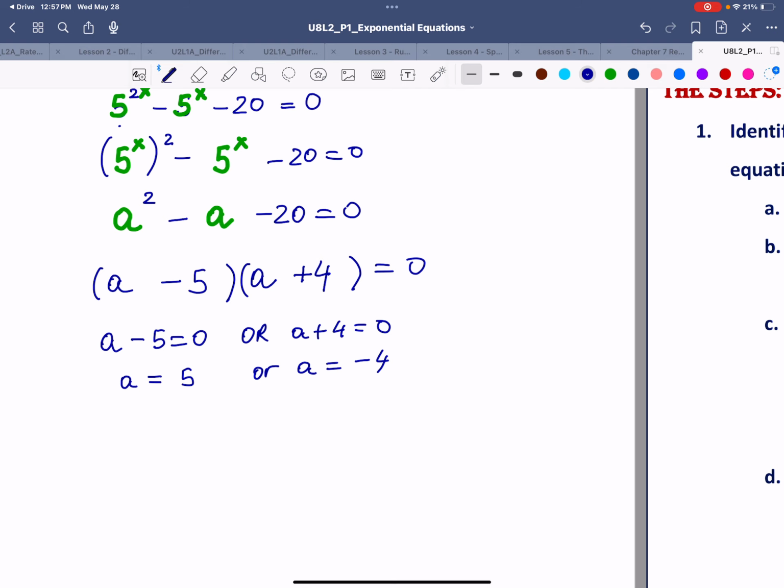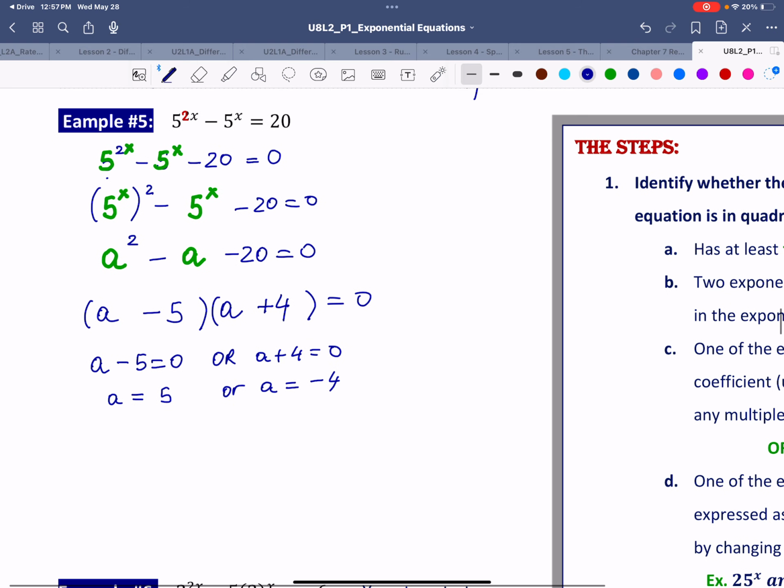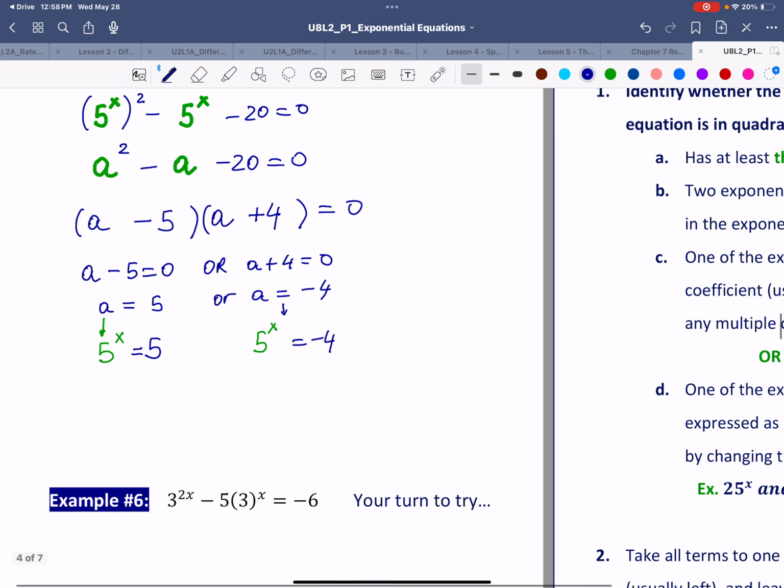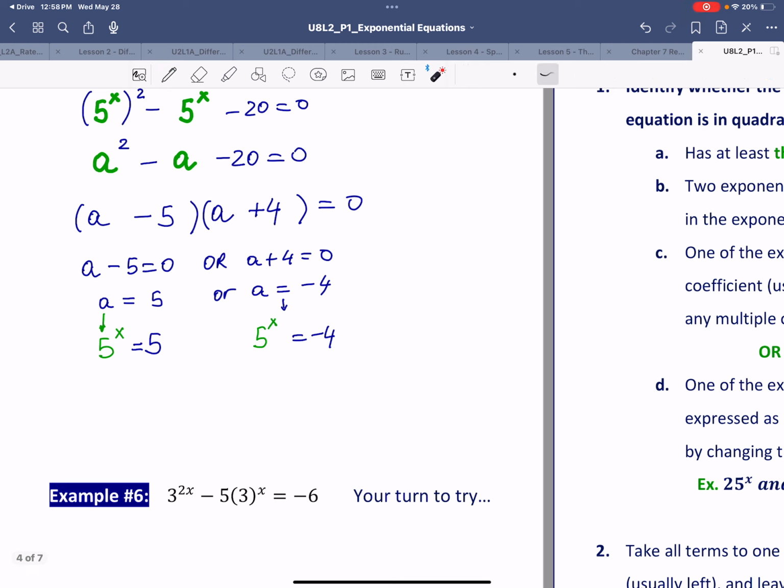Now, wait a second. We are not trying to solve the equation for a. Our task was to solve the equation for x. So remember what the variable a represents: it's 5 to the power of x. So we're going to bring back 5 to the x, and make it equal to 5, or 5 to the power of x is equal to -4. We're going to solve each separate equation. As you can see here, we have an equation similar to the first examples in this lesson: the bases are the same, with only a single number or term on each side.